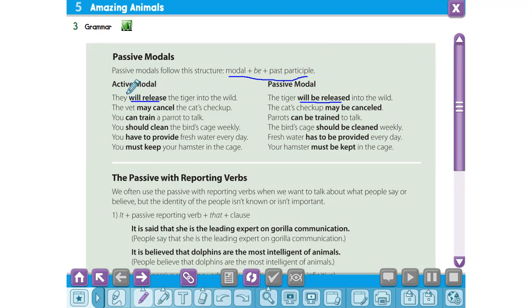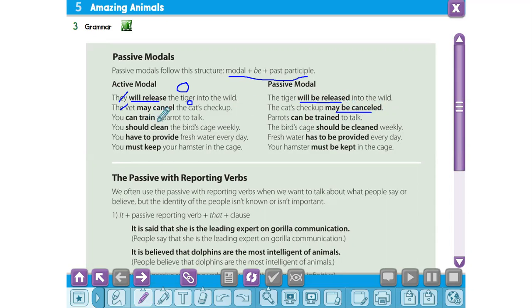We will omit the subject and we will start with the object, and we will use the structure of the passive modal: will be plus past participle. So the sentence will be, the tiger will be released into the wild. The vet may cancel the cat's checkup. We omit the subject and we start with the object. So we use the passive modal may be cancelled. The cat's checkup may be cancelled.